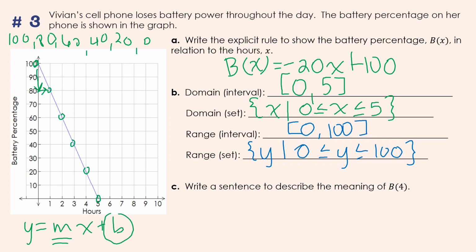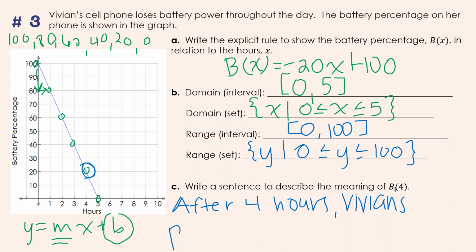So that would be the battery at 4 hours. So we can plug into the equation, or to me, the easiest thing to do is go to 4 hours and look for the point. That's at 20%. So after 4 hours, Vivian's phone will be at 20%. And you can say that in a couple different ways. The key is that you're using labels. Don't just say 4 and 20. Make sure you say 4 hours, 20%.